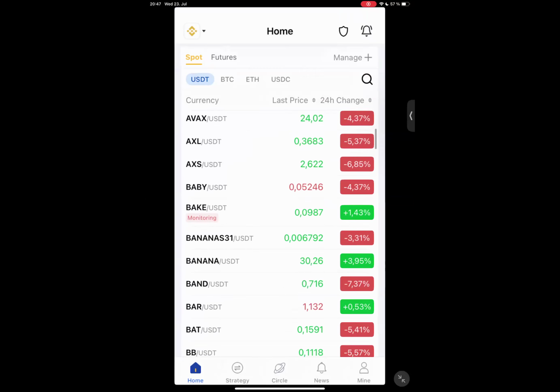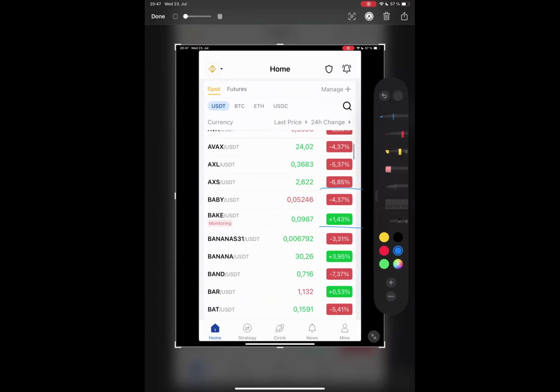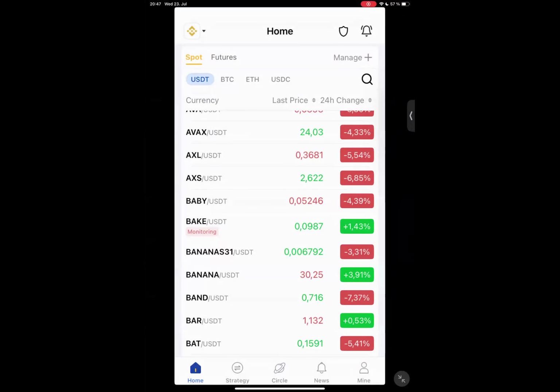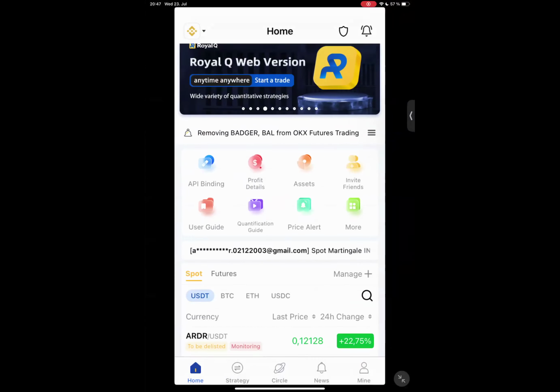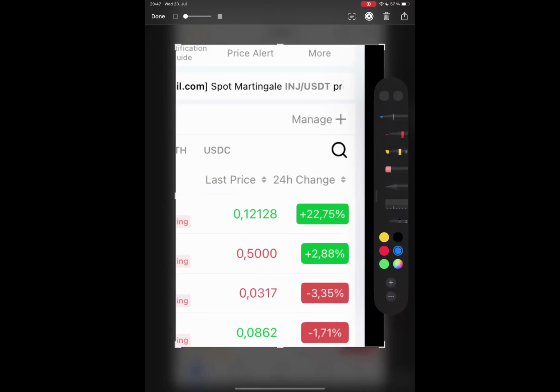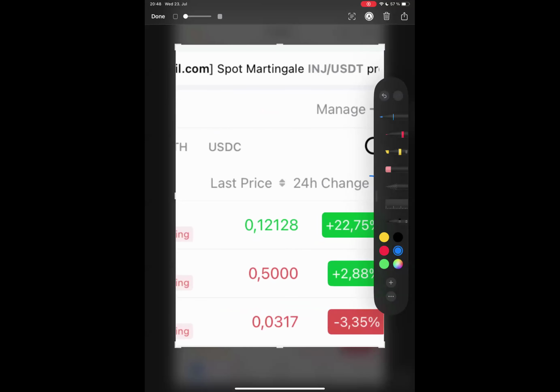Now, you can see that some of the coins are in negative, others are in positive. Positive means the coin is going on an upward trend. Negative means it's going on a downtrend, a downward movement. Now, for you to rearrange them so it won't be mixed up, that is why RoyalQ added these small arrows beside the change. This one, the last price, is for the prices of the coins. So you can arrange them from descending to ascending or ascending to descending.